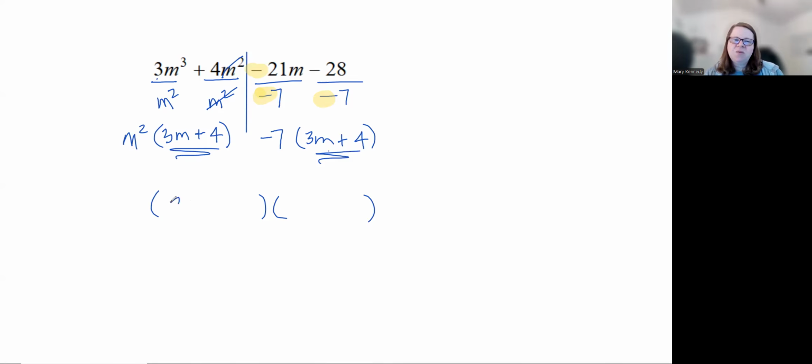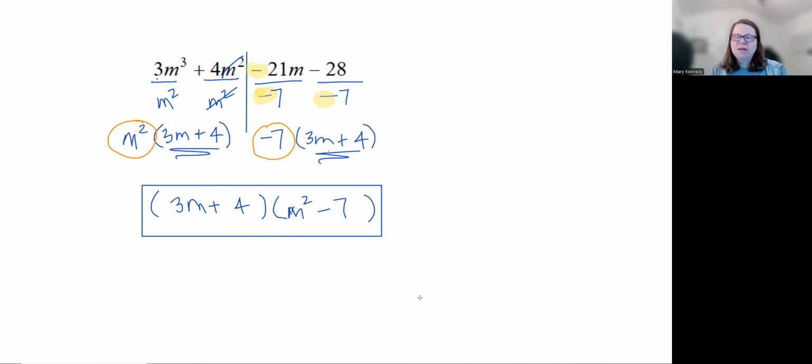All right, let's look at the final answer. We're going to take whatever was in parentheses and put that in one of these. It doesn't matter which one. You can put it in the first one or the last one. And then whatever we divided out is going to go in the other parentheses. So we divided out an m squared, and we divided out a negative 7. And that is our factored form for this polynomial.